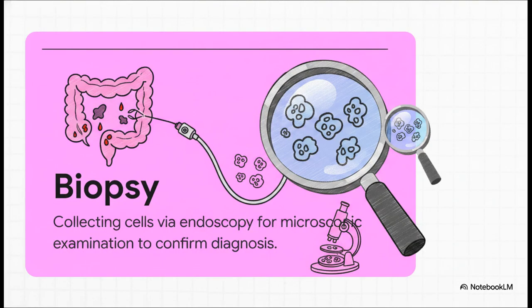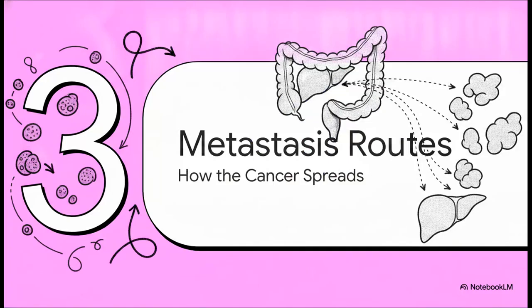Now, finding blood in the stool or seeing an elevated CEA tumor marker in blood work can definitely make us suspect cancer, but suspicion is not a diagnosis. A biopsy is the absolute requirement for a definitive diagnosis. We literally have to go in with a lower GI endoscopy, physically collect those suspicious cells, and look at them under a microscope to confirm exactly what we are dealing with. So, once we have that diagnosis, the very next question is, has it spread?